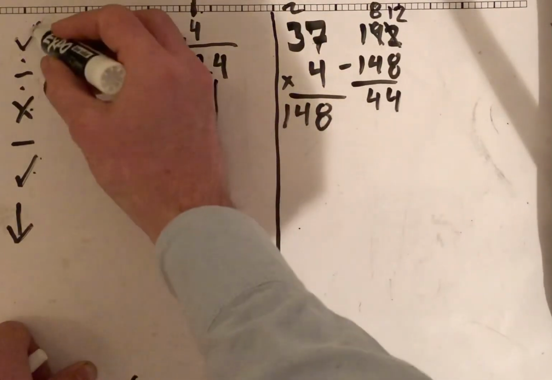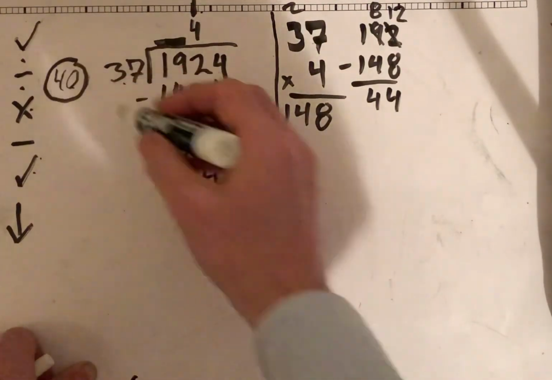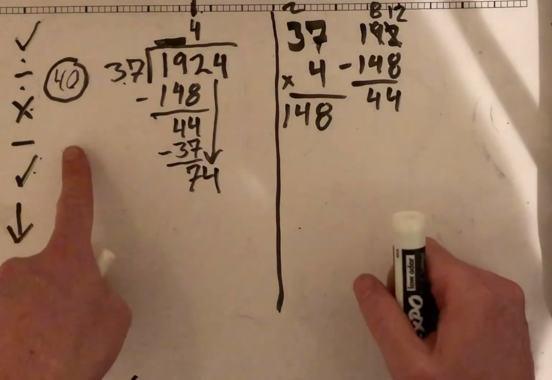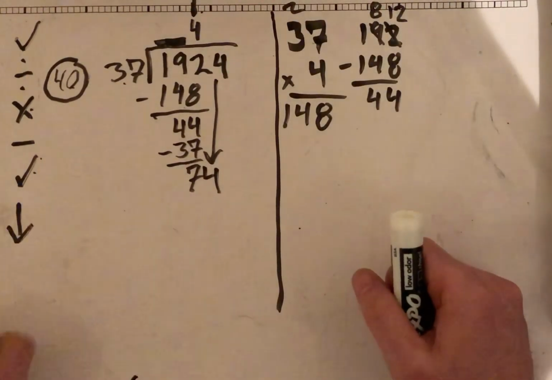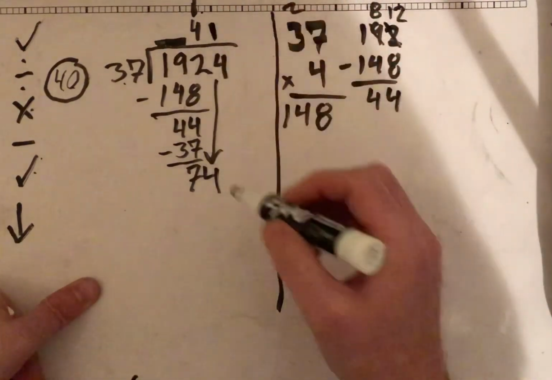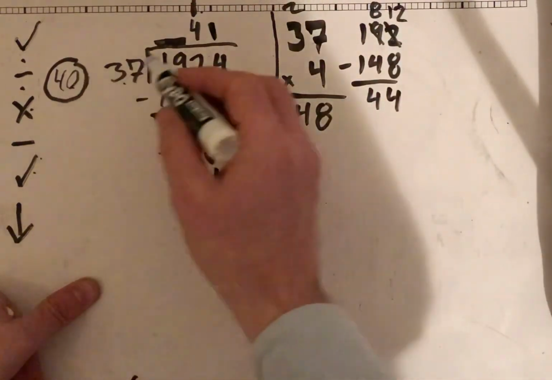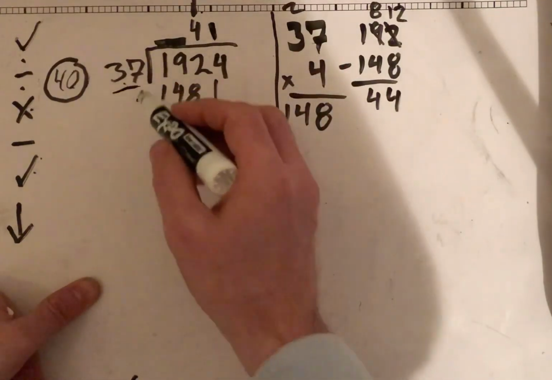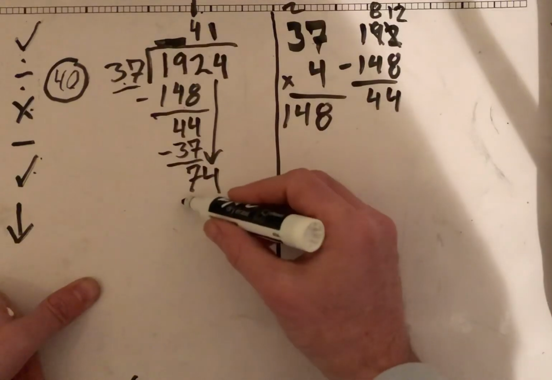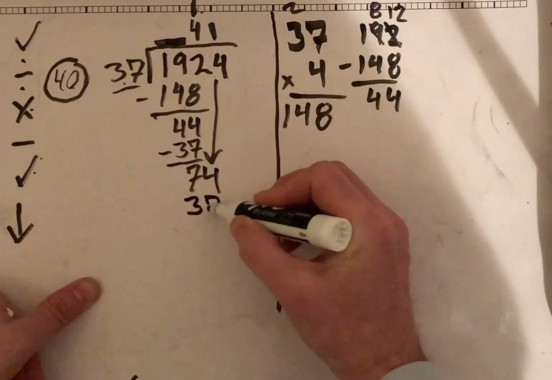And I move back to my top check. Does 40 fit into 74? And it does. And I go, it goes 40, 80. It can only fit in 1 time. But now, remember, I'm multiplying only with my actual divisor. So 1 times 37 is 37.